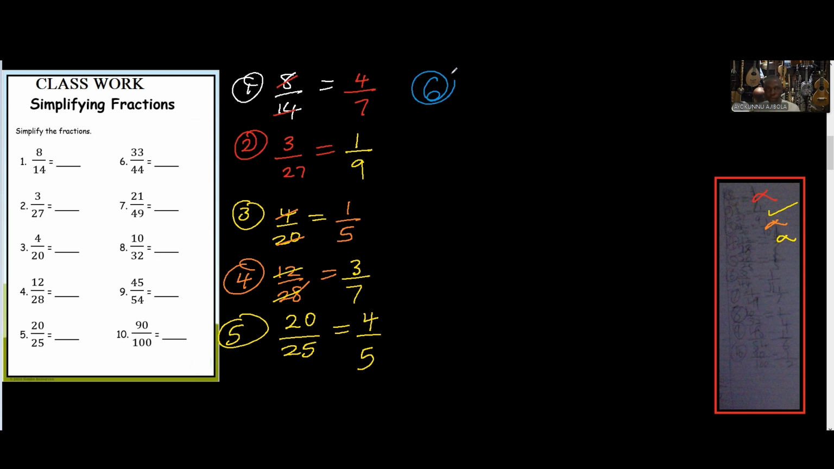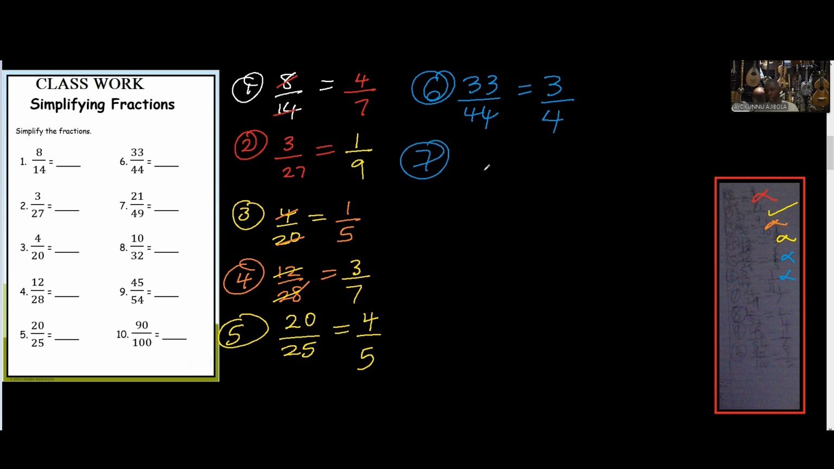Okay. Number 6. I have 33 over 44. Obviously, it's 11 you're going to use for this. How many 11 in 33? That's 3. How many 11s in 44? That's 4. So that's 3 over 4. So did you get 3 over 4? No, you didn't get that. So now did you see where you're missing all this, right?